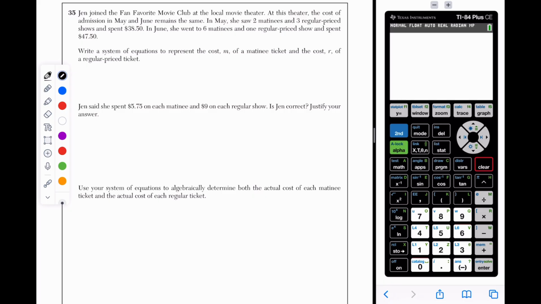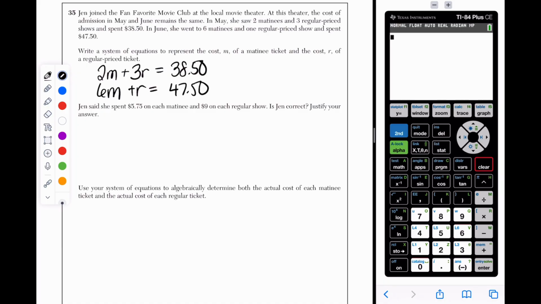Jen is part of a movie club and she goes to the theater in May and June, and the prices are the same. But notice in May she saw 2 matinees and 3 regular price shows and spent $38.50. And in June she went to 6 matinees and 1 regular price show and spent $47.50. I hope you're seeing a pattern here where we have 2 different types of movies that have 2 different costs, and she's seen them different numbers of times. I can represent this using equations: 2 matinees plus 3 regular is $38.50, and 6 matinees plus 1 regular is $47.50. I can use those 2 equations to solve the system of equations. Okay, so that's the very first part.